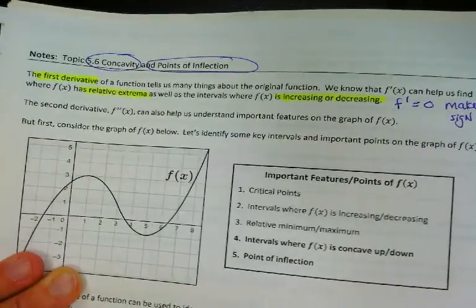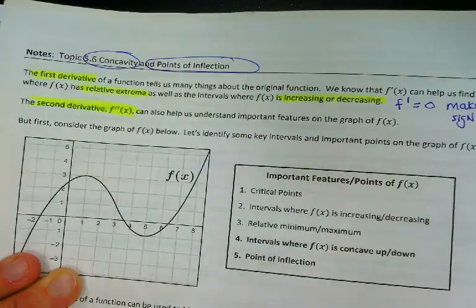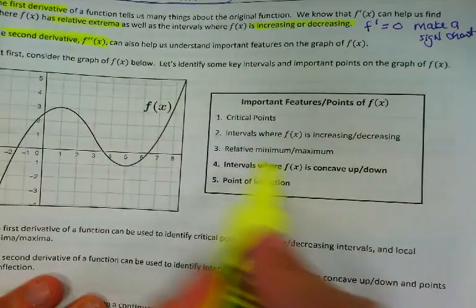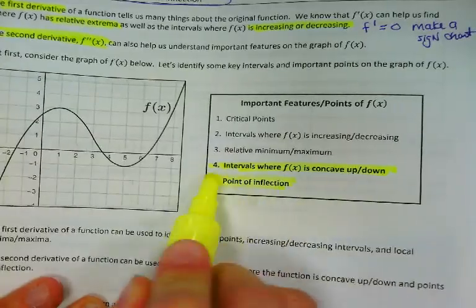Now, the second derivative, that's where we're headed today. The second derivative can help us understand a lot of features here, and it's going to lean towards concavity, concave up and concave down, and points of inflection.